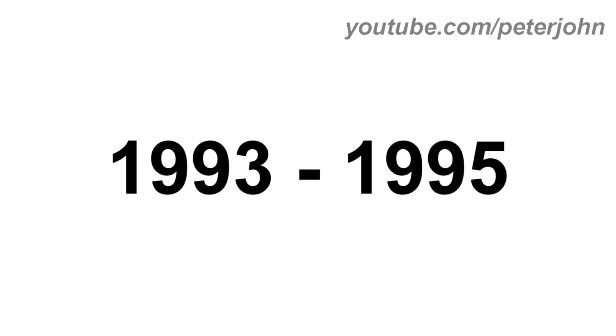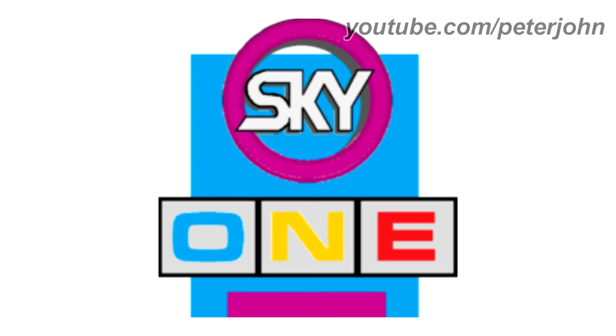1993 to 1995, there is a blue rectangle, and inside it there is a purple circle, and inside it, there is the word Sky in white text, and under the circle, there is a gray rectangle with black outline divided in 3, and inside each division, there is one letter of the word one in blue, yellow and red text, and under this rectangle, there is a purple rectangle. Here is the 3D version and a bumper.